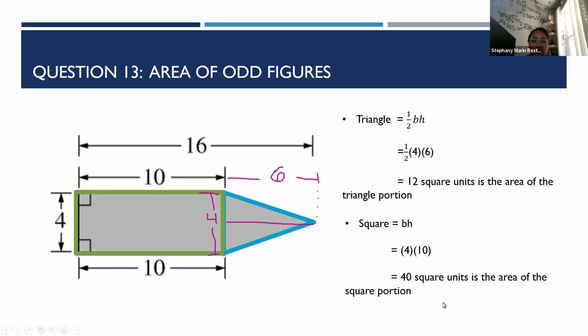And then we take a look at the square, which is a rectangle, but a rectangle is still base times height. So we do 4 times 10 to get 40 square units as the area of the rectangle portion.